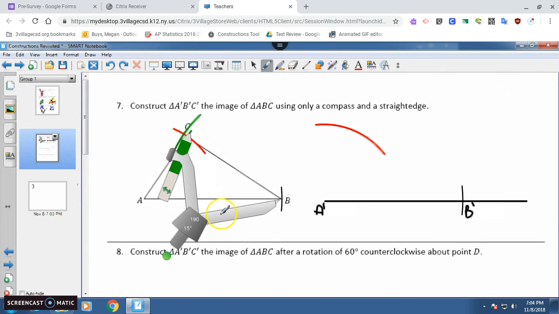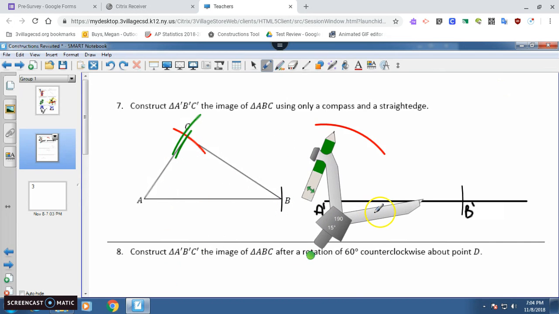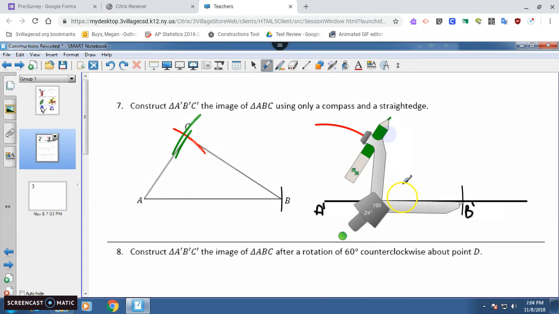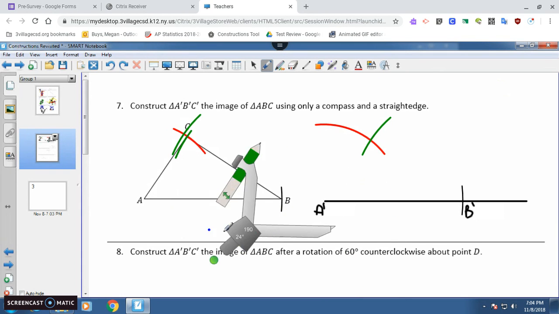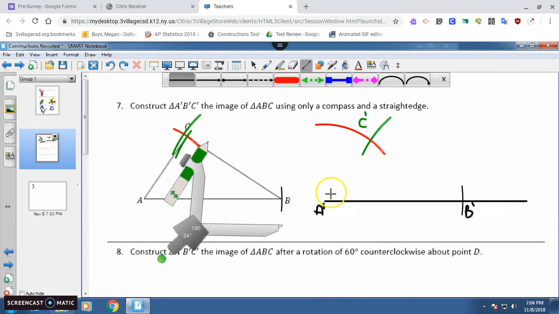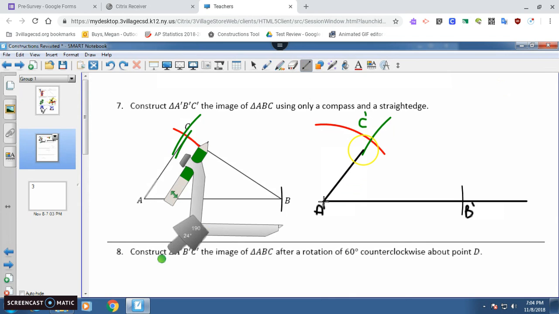Now we're good. I'm going to go over to B prime, and I'm going to make that intersection. That intersection is going to be the new C prime. And we're going to connect those points. So from A prime to C prime to B prime, that's our new triangle. Notice it's preserved, it matches the original, and we have all of our points labeled intact.